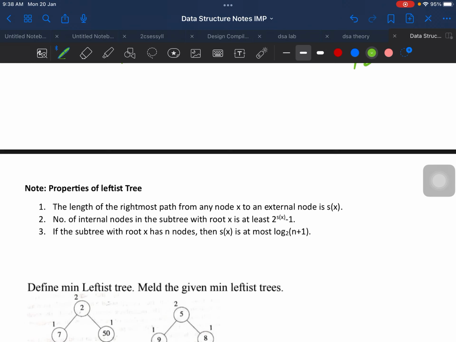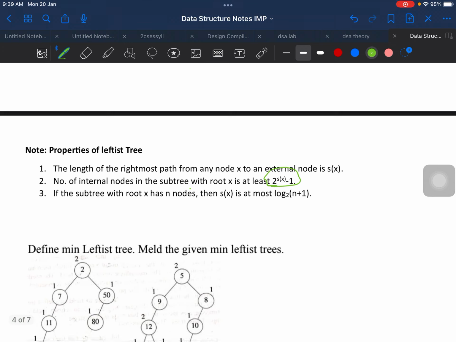The number of internal nodes in the subtree with root x is at least 2 raised to the power s of x minus 1. So if you know the s value of any node and you want to calculate the number of internal nodes in that subtree, you can easily calculate it with the help of this formula, that is 2 raised to the power s of x minus 1. If the subtree with root x has n nodes, then s of x is at most log to the base 2 of n plus 1.